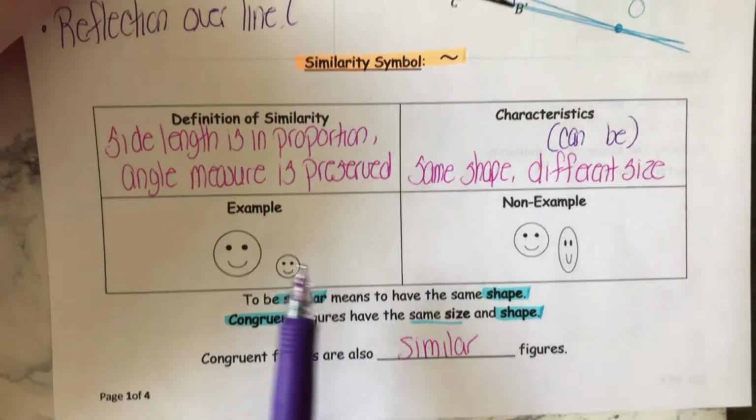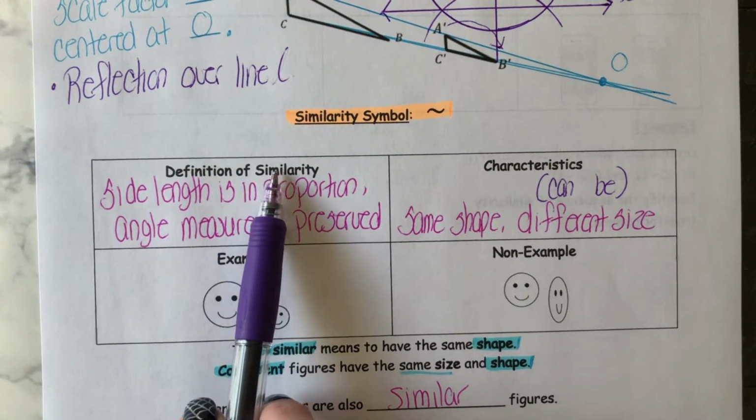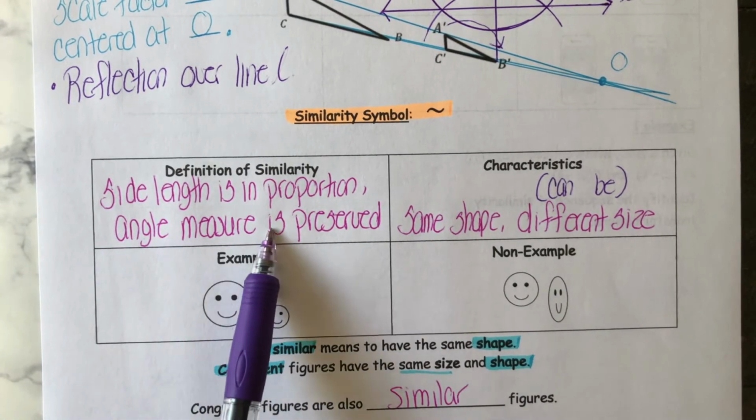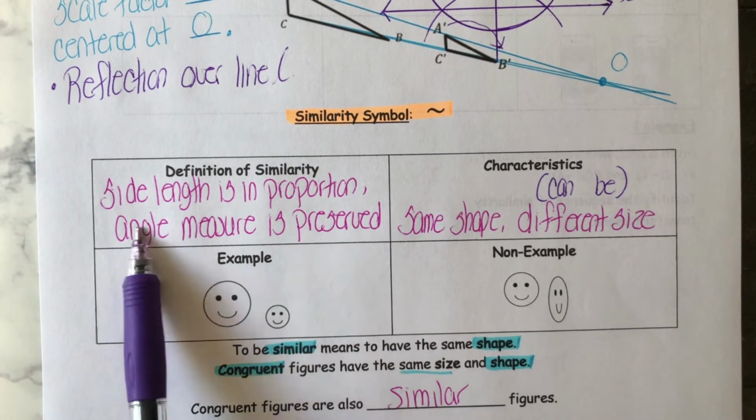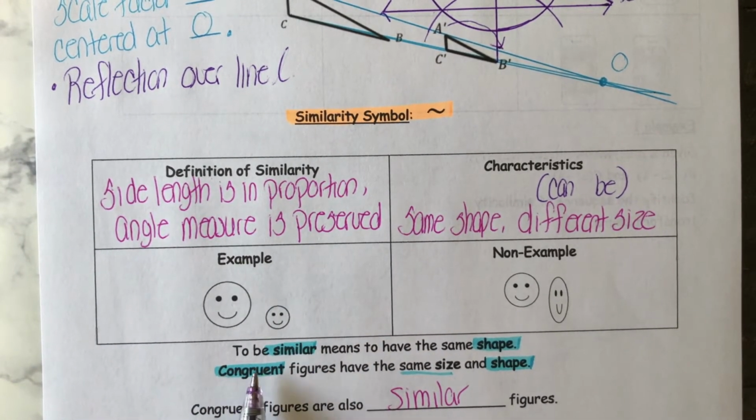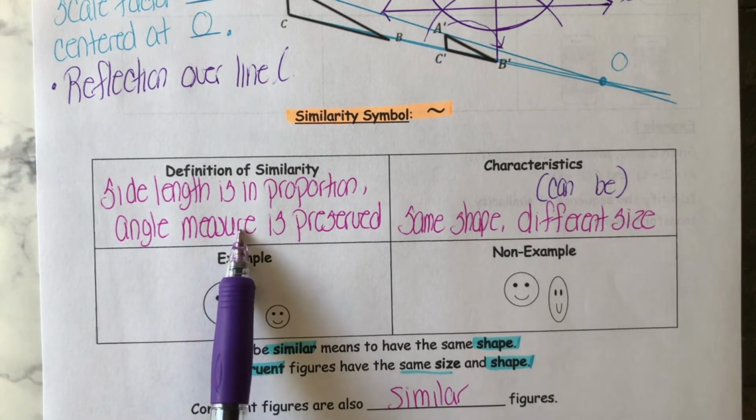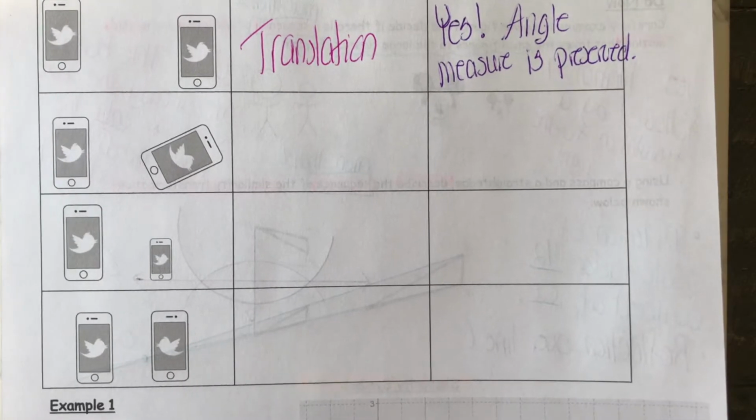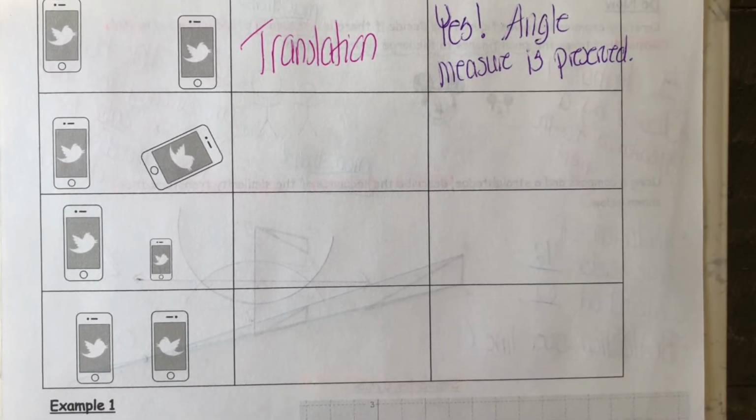And then why? Because the definition of similarity says that angle measure is preserved. Angle measure is preserved in both similar and congruent figures. That's what's making it similar. All right. If I flip back here, now I'm going to have you guys try those next 3 on your own. So at this point, pause the video, try those out, and then check back.